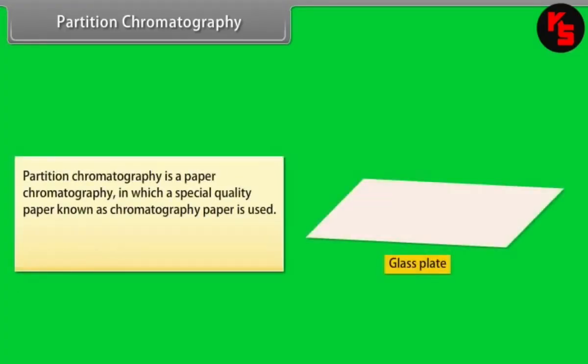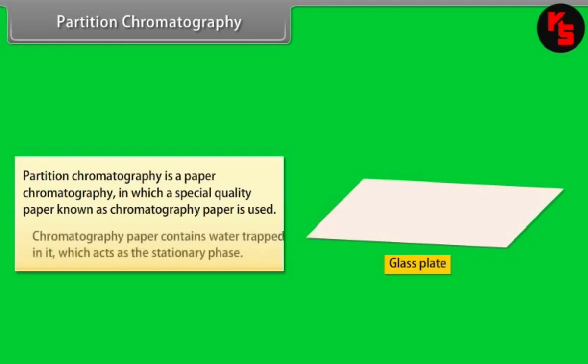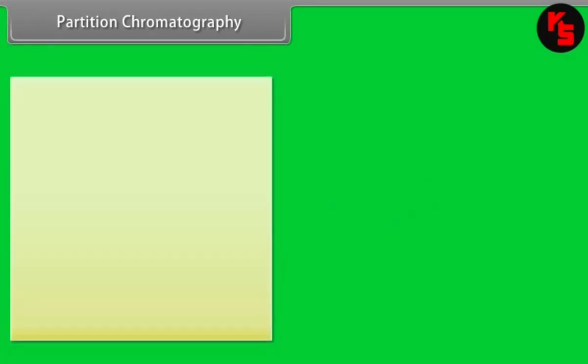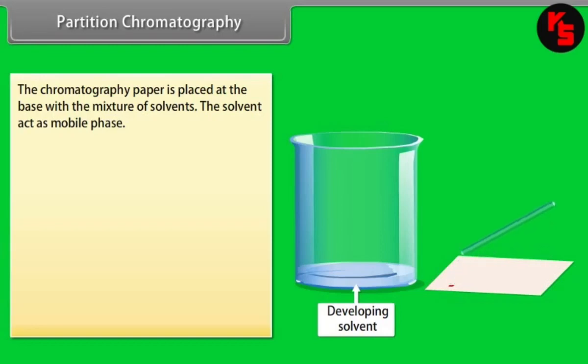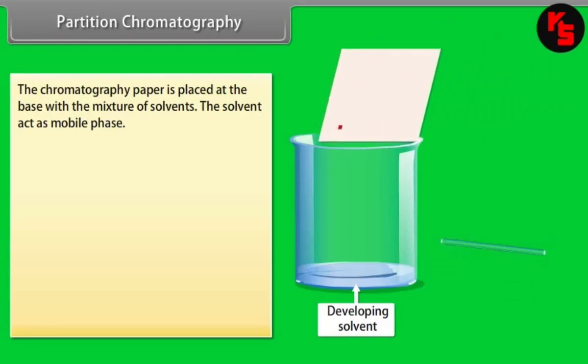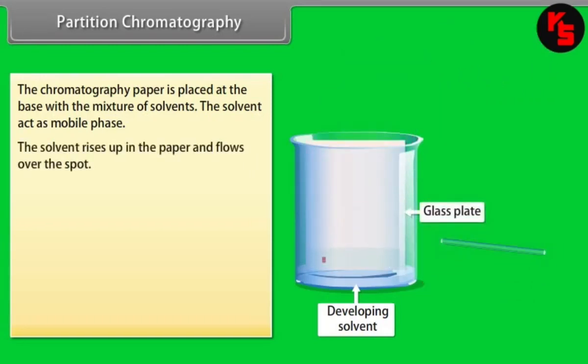Partition chromatography. Partition chromatography is a paper chromatography in which a special quality paper known as chromatography paper is used. Chromatography paper contains water trapped in it, which acts as the stationary phase. The chromatography paper is placed at the base with the mixture of solvents. The solvent acts as the mobile phase. The solvent rises up in the paper and flows over the spot.